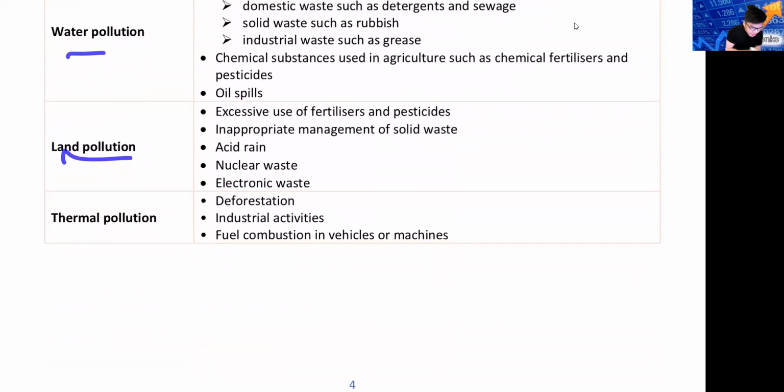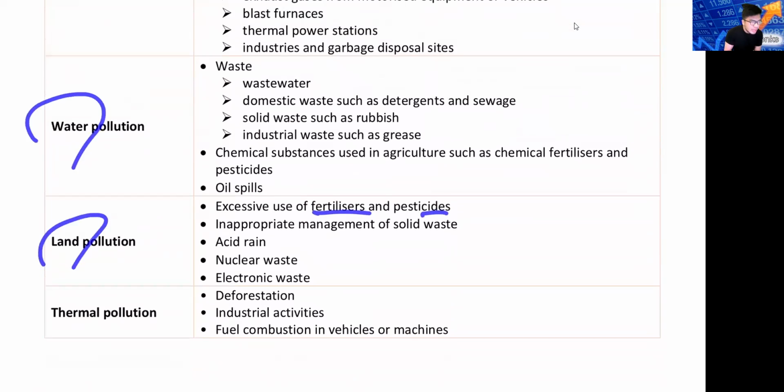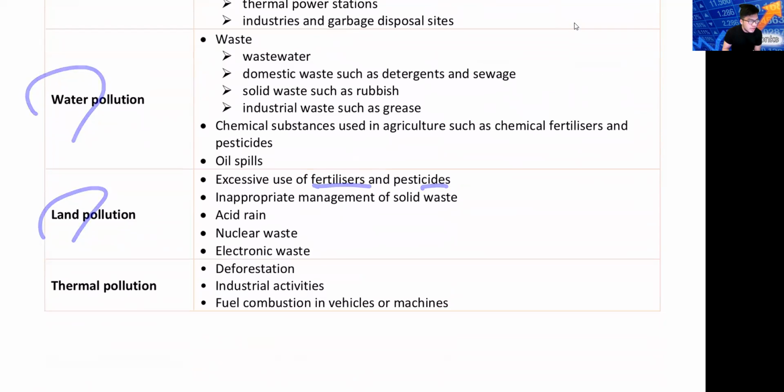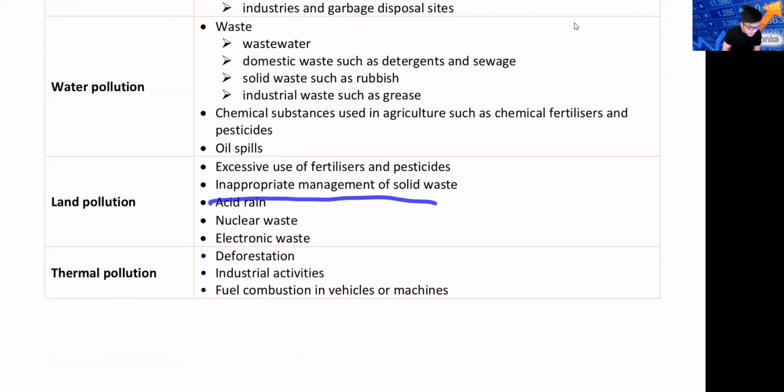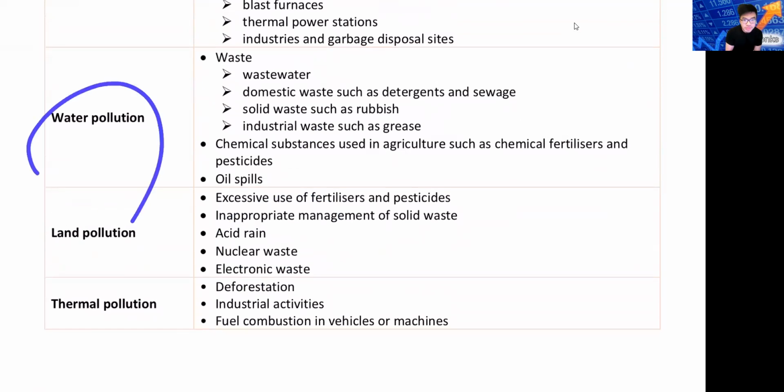All right, next, land pollution. So what causes land pollution? Again, fertilizer and pesticide. As you can see, water and land pollution are quite similar. Inappropriate management of solid waste. We throw rubbish everywhere. Acid rain, nuclear waste, electronic waste. As you can see, they are both caused by rubbish. So water and land are quite similar because they are all caused by waste.